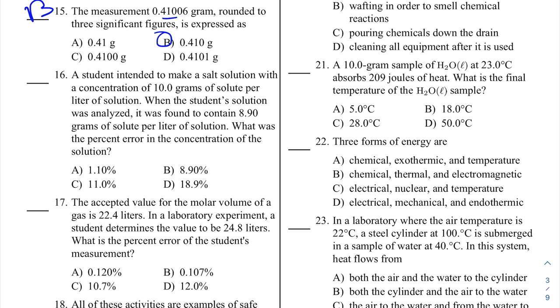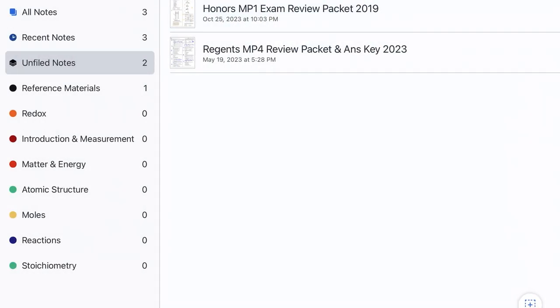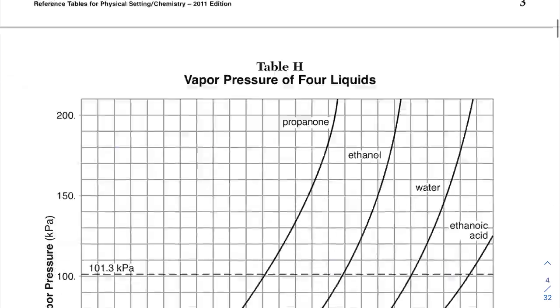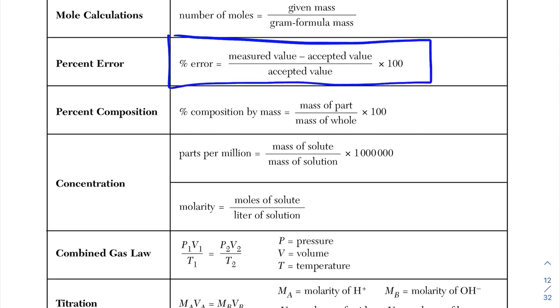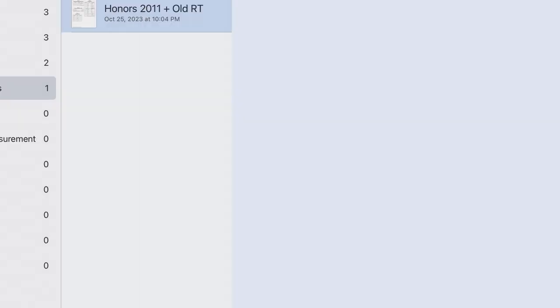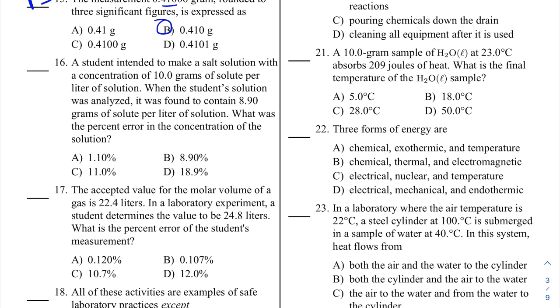A student intended to make a salt solution with a concentration of 10 grams of solute per liter of solution. If the student's solution was analyzed, it was found to contain 8.90 grams of solute per liter of solution. What is the percent error? So again, the formula is here on Table T. Percent error is measured value minus accepted over accepted times 100. So we wanted the 10, but we actually got 8.9. So 10 will go down here. So 10 minus 8.9 gives you 1.1. So you subtract, and it doesn't matter how you subtract as long as you get a positive number. So 1.1 divided by 10 gives you 0.11 times 100 gives you 11%, choice C.